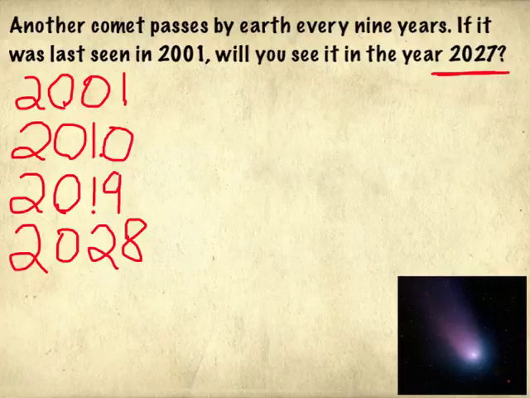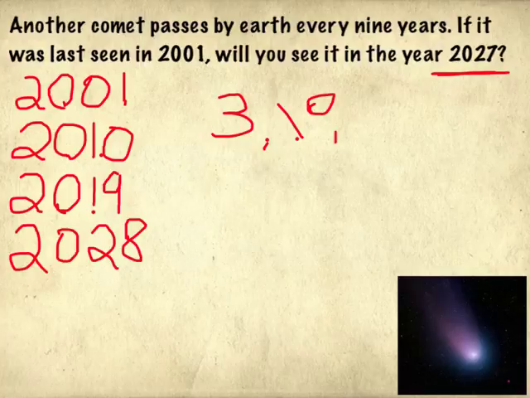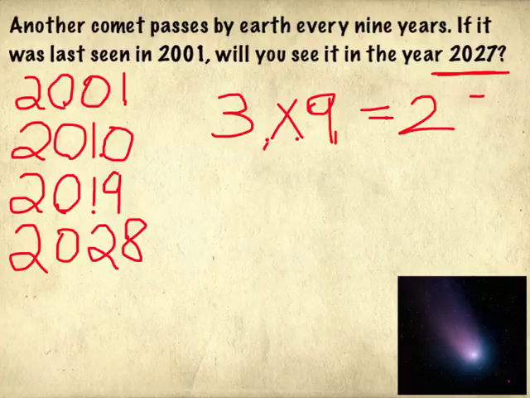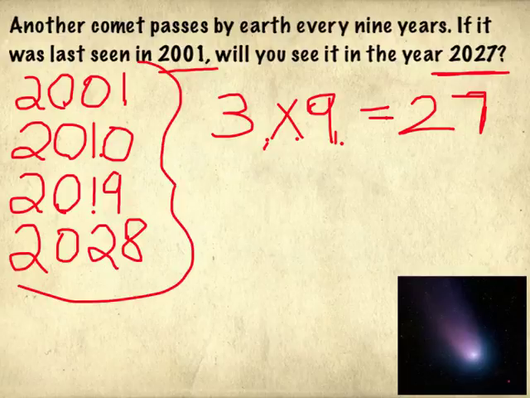A faster way to do that is I actually already know that 3 times 9, my pen just does not want to work today, equals 27. Since I know that 3 times 9 is 27, and I know that we're starting in the year 2001, I know I'm not going to get to 27. I would have to start at 0 and count up by 9s to reach 27. So I kind of knew that one already. But if you didn't, this is a really easy way to do it.